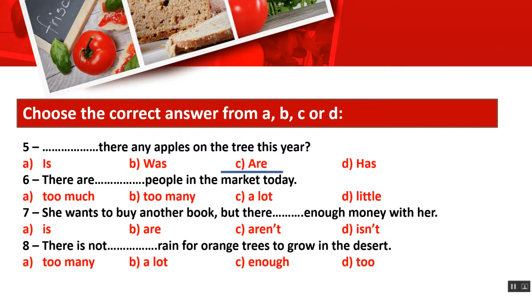Okay, are there any apples on the tree this year? There are too many people in the market today. She wants to buy another book, but there isn't enough money with her. There is not enough rain for orange trees to grow in the desert.